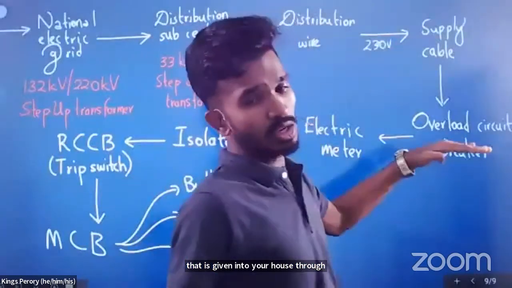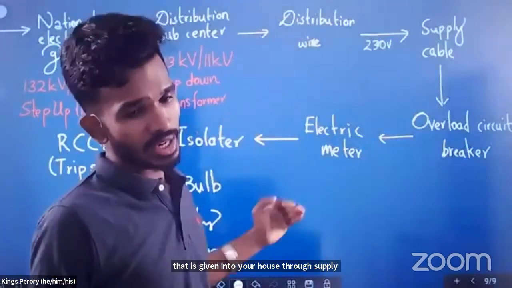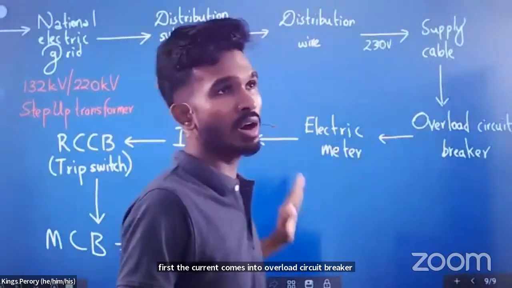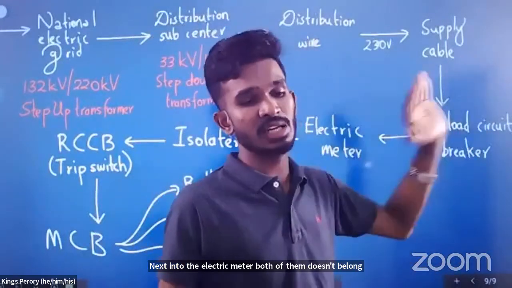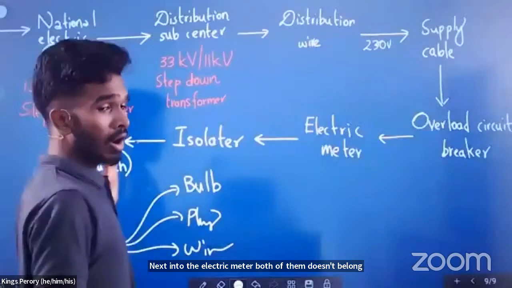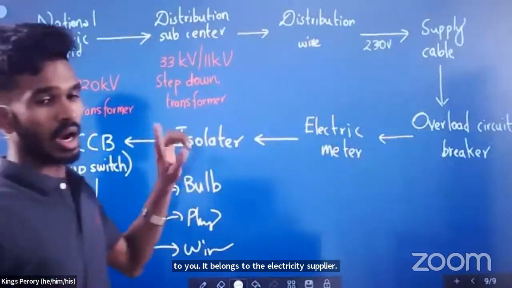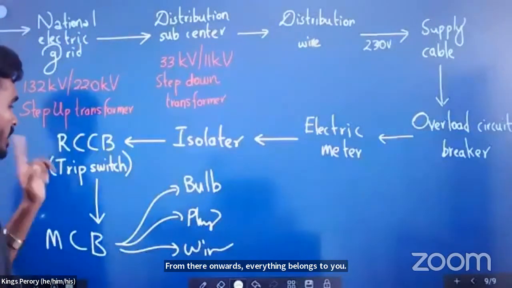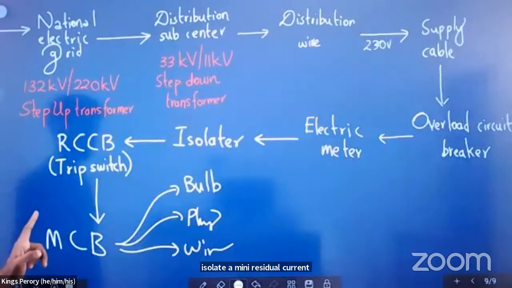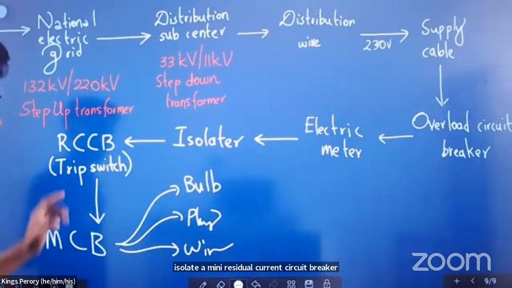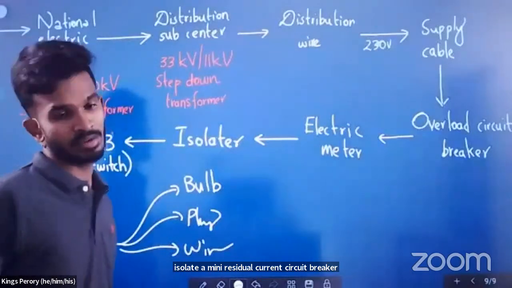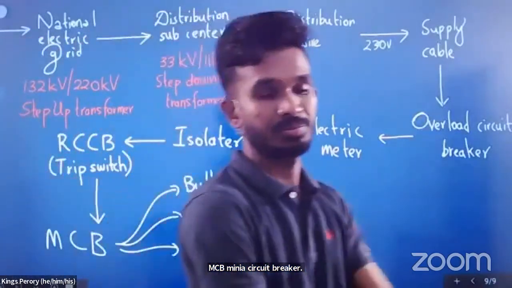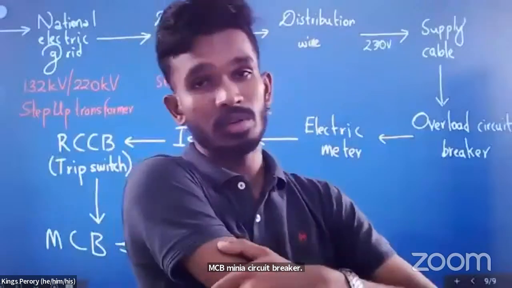First, the current comes into the overload circuit breaker. Next, into the electric meter. Both of them don't belong to you. They belong to the electricity supplier. From there onwards, everything belongs to you. Isolator, residual current circuit breaker, MCB, miniature circuit breaker. From there, bulbs, plugs, and wires. That's how current comes into your house. We'll have to learn about each one of them.